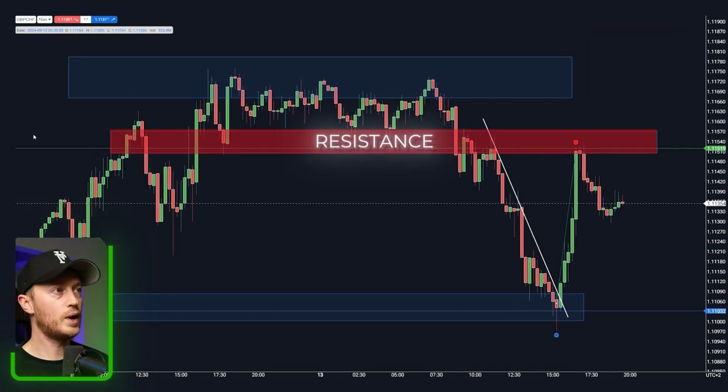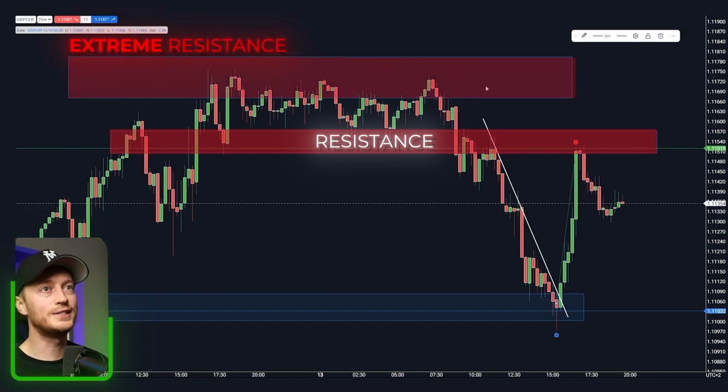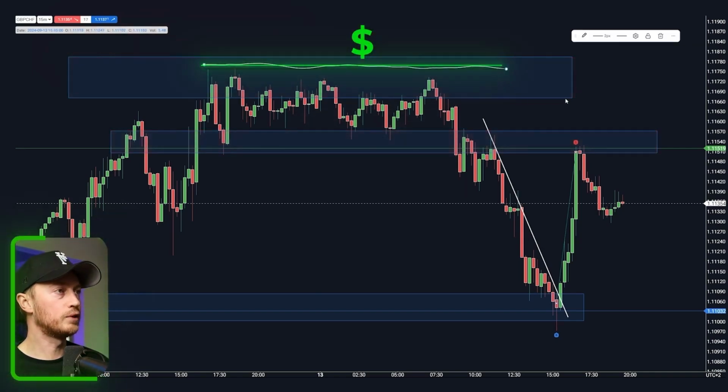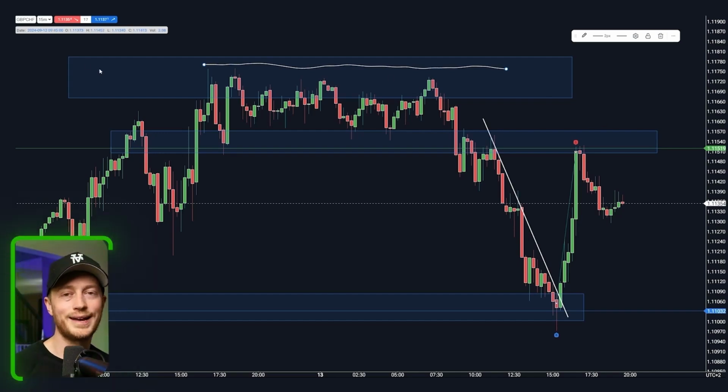I didn't go all the way to my extreme resistance up here, and I definitely didn't do what ICT tells you to do, which is to take profit above this liquidity level. I prefer to respect the support and resistance levels, and that's where I exit my trades.